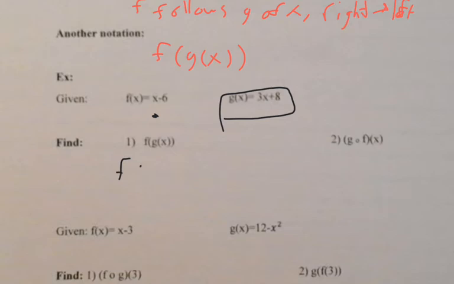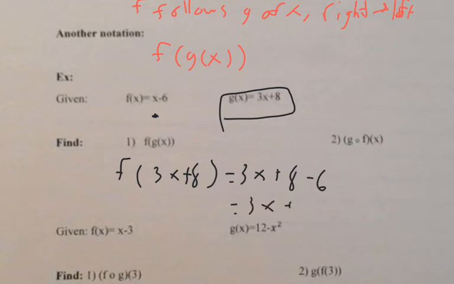So we have f of 3x plus 8 equals, now remember we're placing 3x plus 8 anywhere there's an x because it's our input now. We have 3x plus 8 minus 6, and that equals 3x plus 2. It's as simple as that. That's how you find f of g of x.